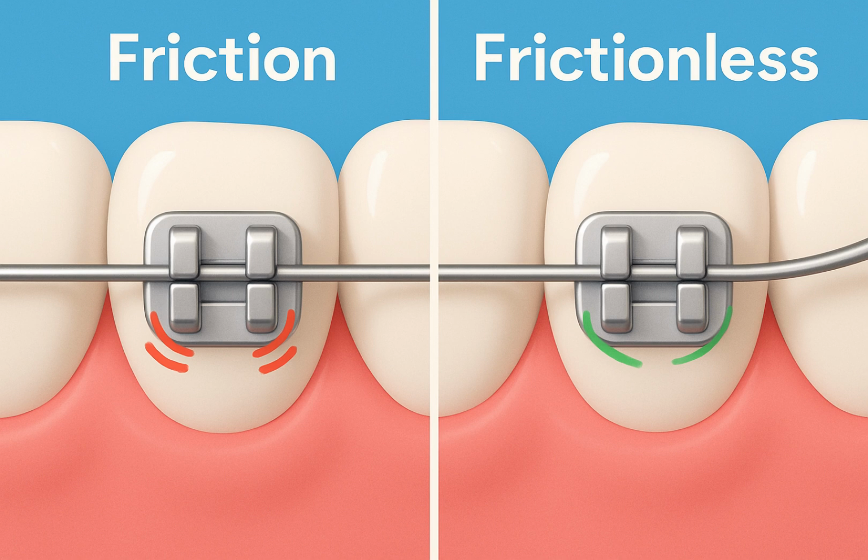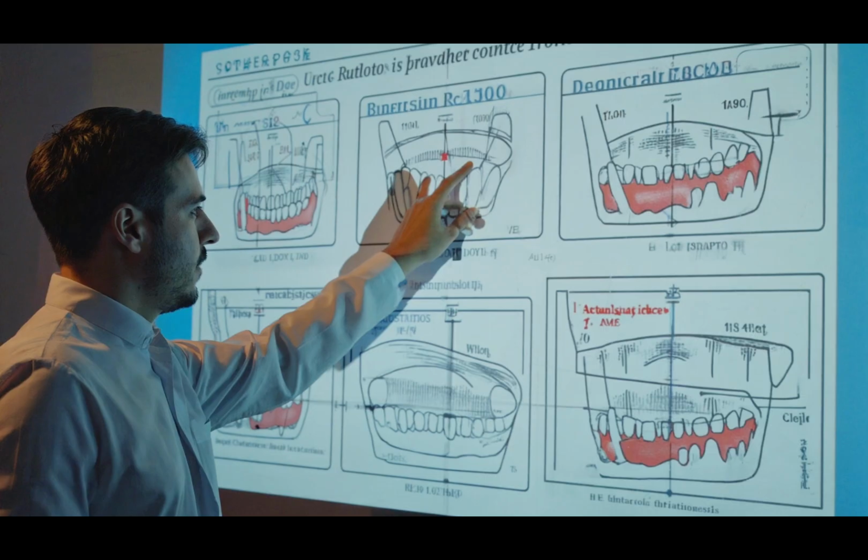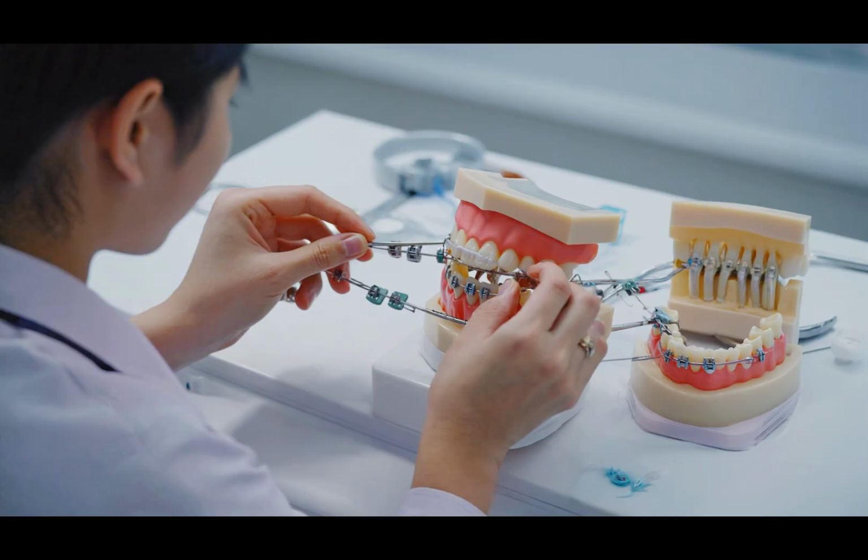Today, we're diving deep into a fundamental concept that dictates the success of tooth movement: frictional and frictionless systems in orthodontics. Understanding how friction works and how to minimize or eliminate it is crucial for efficient and predictable treatment outcomes. This video will break down the complex biomechanics, clinical factors, and practical applications of these systems, drawing insights from comprehensive research in the field. Get ready to unlock the secrets to precise tooth movement.